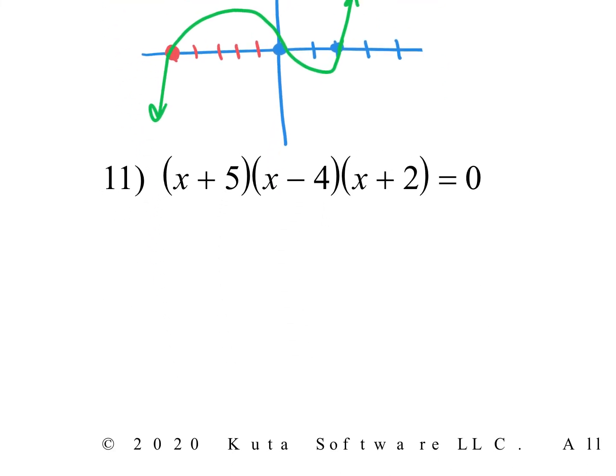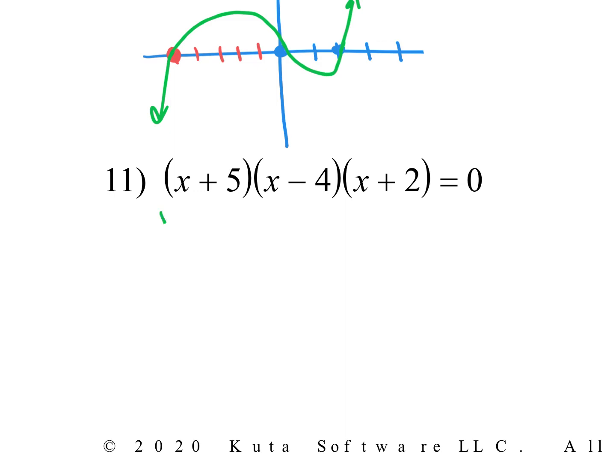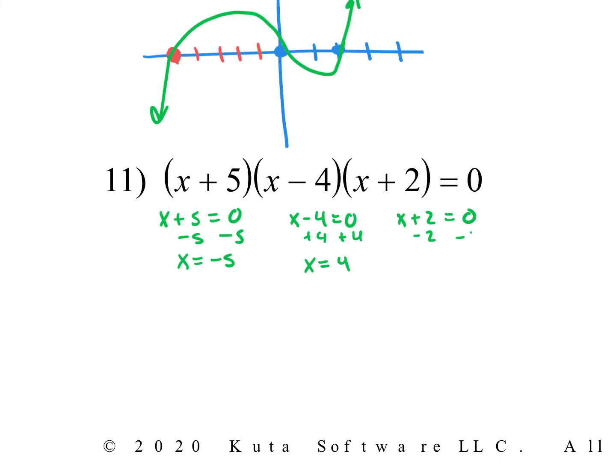All right, let's do number 11. So I have to set each one equal to 0. X plus 5 equals 0, x minus 4 equals 0, and x plus 2 equals 0. How do I solve for x? Subtract 5, so x is equal to negative 5. Then I would add 4, so x is equal to 4. Bradley, what do I do for the third one? How do I solve for x? Subtract 2, so x is equal to negative 2.